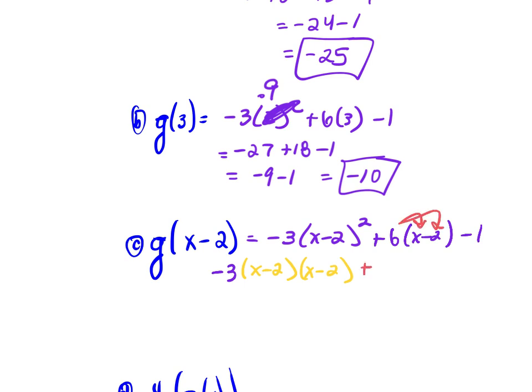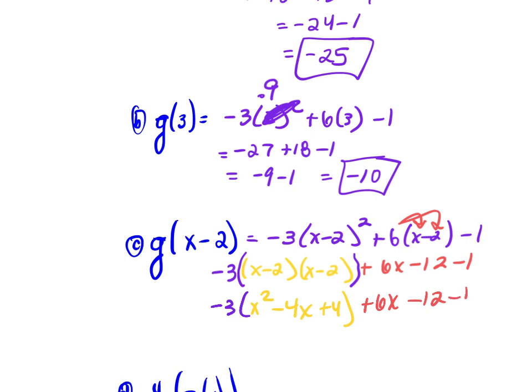Plus, you can distribute this: 6x minus 12 minus 1. Don't combine any like terms or anything yet. Get this done first, then worry about adding and subtracting. So now I have to FOIL, so I have x times x is x squared. X times negative 2, and then negative 2 times x. So that's going to give me a total of negative 4x's. And then negative 2 times negative 2 is plus 4. And then you still have the rest of plus 6x minus 12 minus 1.